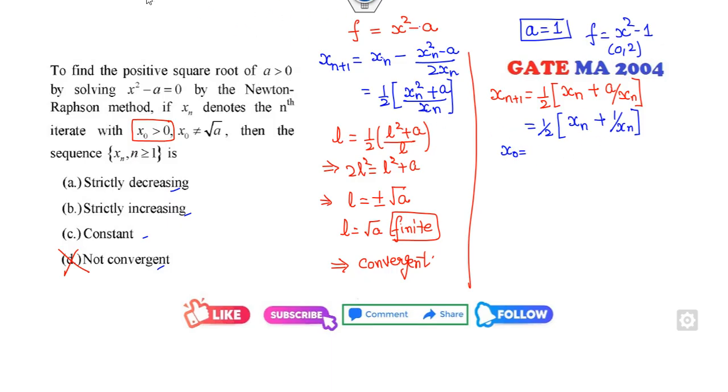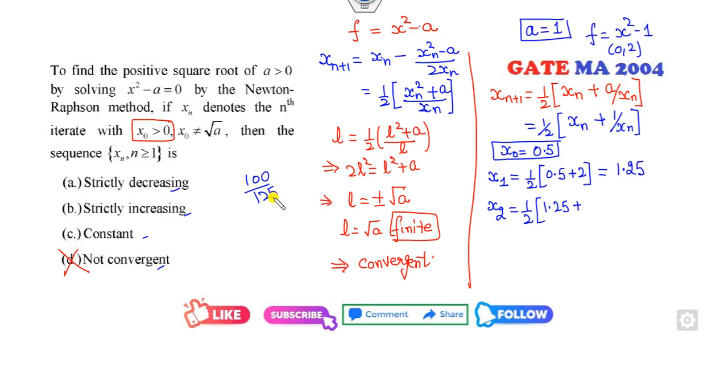So I can simply choose any initial number, say 0.5. I can't take 1 because 1 is itself the root of the equation. What is my x1? If I substitute here, it is half of 0.5 plus the reciprocal of this, which is 2.5 over 2, so it's 1.25. I can find x2: half of 1.25 plus, if I divide them, 1 over 1.25, which is 0.8.